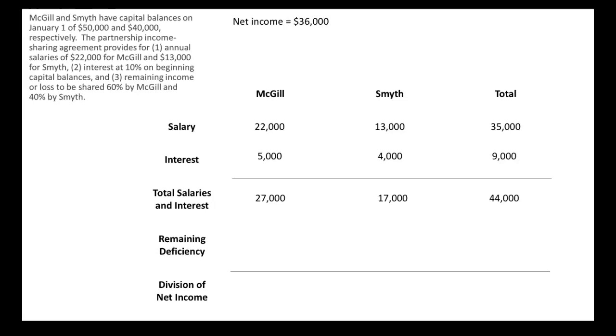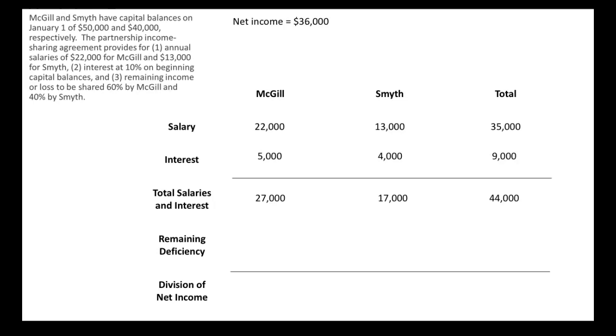Because those pieces, salaries and interest, were set amounts. They agreed upon a certain amount of salary and a certain amount of interest. This last piece, this remaining income or deficiency, is dependent on what's left over, right? So this is the part that's going to change. So in the last example, we took 50,000 minus 44,000, and we saw that we had an extra 6,000 to split up between our two owners.